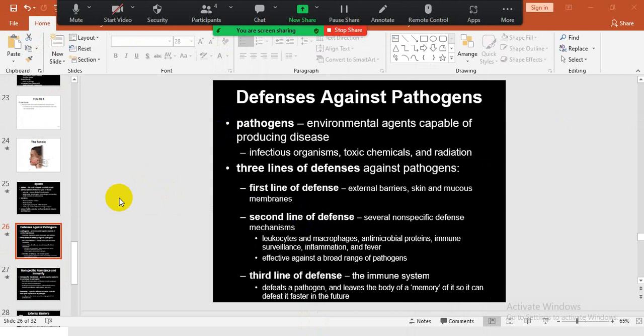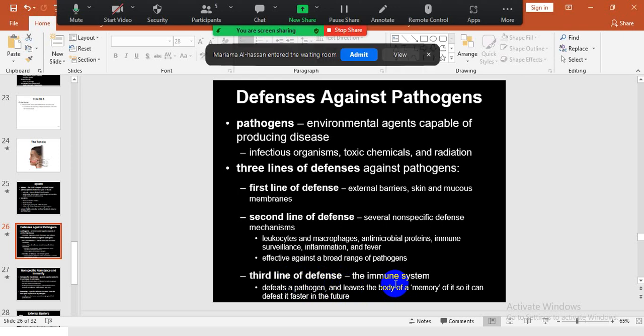Yes, sir. Okay. So like I was explaining, the third line of defense is what? When there is memory. The reason why we give a vaccine is to prepare the body against future attacks of the same organism or virus. That's why we give a vaccine.